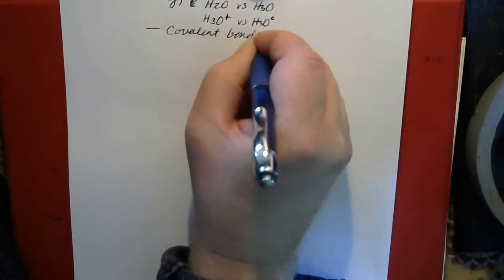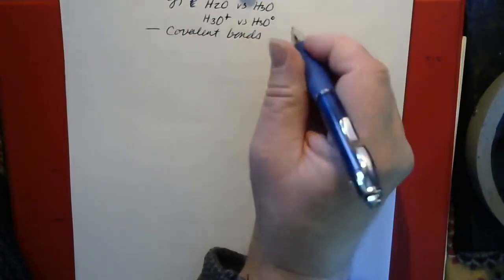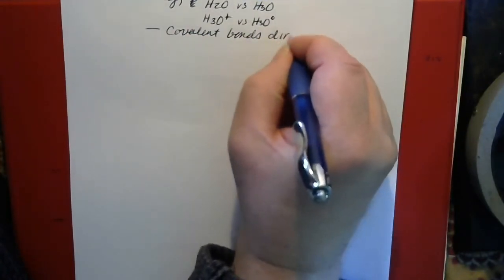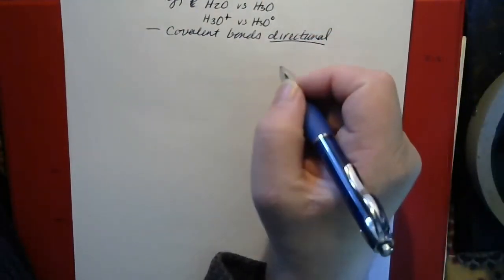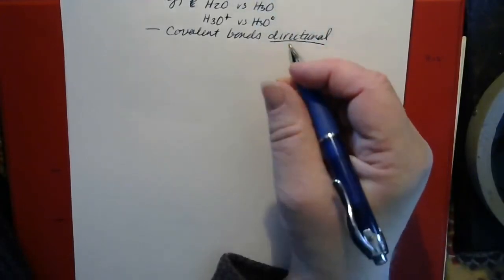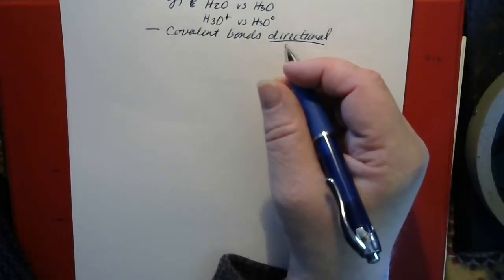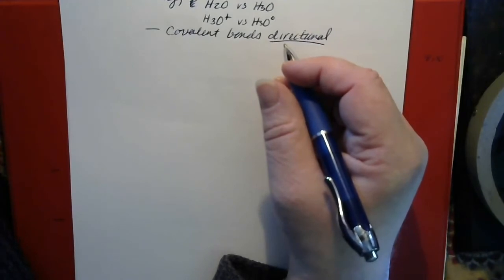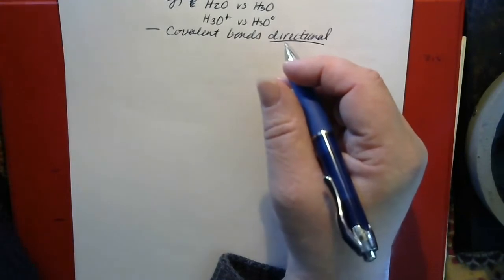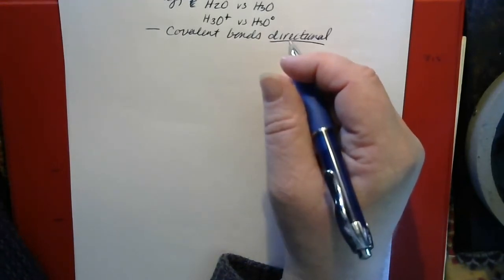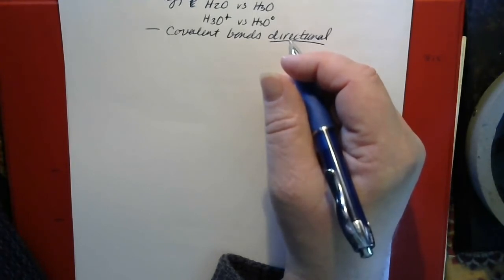Okay. Also, the theory predicts the covalent bonds will be directional. Not like ionic bonds, where the attraction between positive and negative ions radiates outward in 3 directions. So a positive ion can be attracted to a negative ion, not just next to it, but on the other side of it or in front of it or behind it or above or below it.